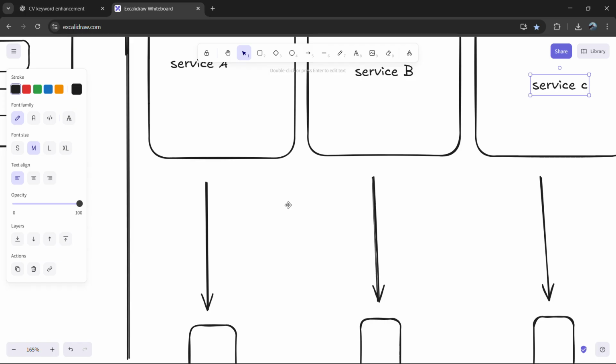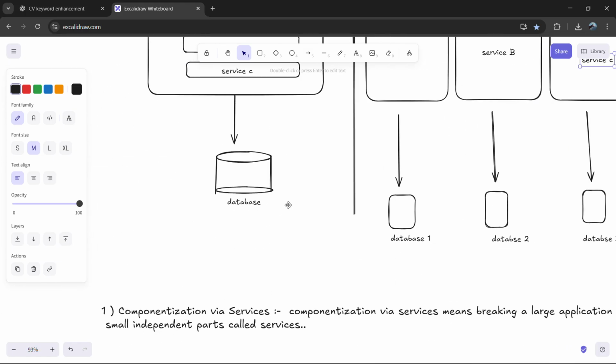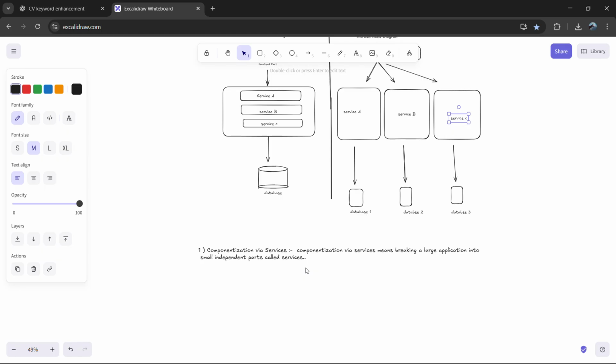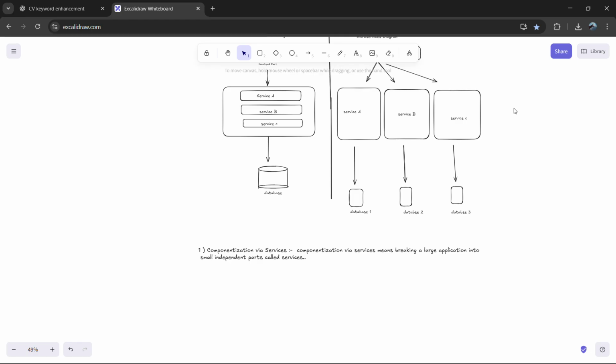Okay, for example, in an e-commerce application there could be a login service, a product catalog service, an order service, and a payment service. Each of these services works independently but can communicate with others when required.